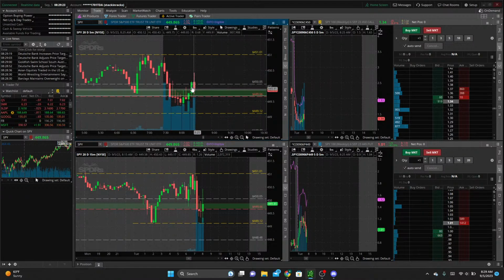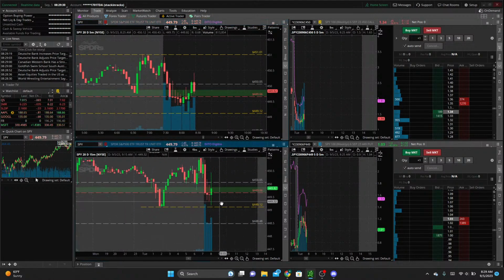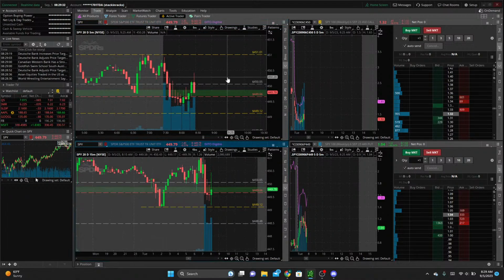I usually mix 5 minute with 15 minute or an hour. So I use 15 minute or like 1 hour time frames to see an overall trend. And then I'll use 5 minute to try to judge my entry as well.